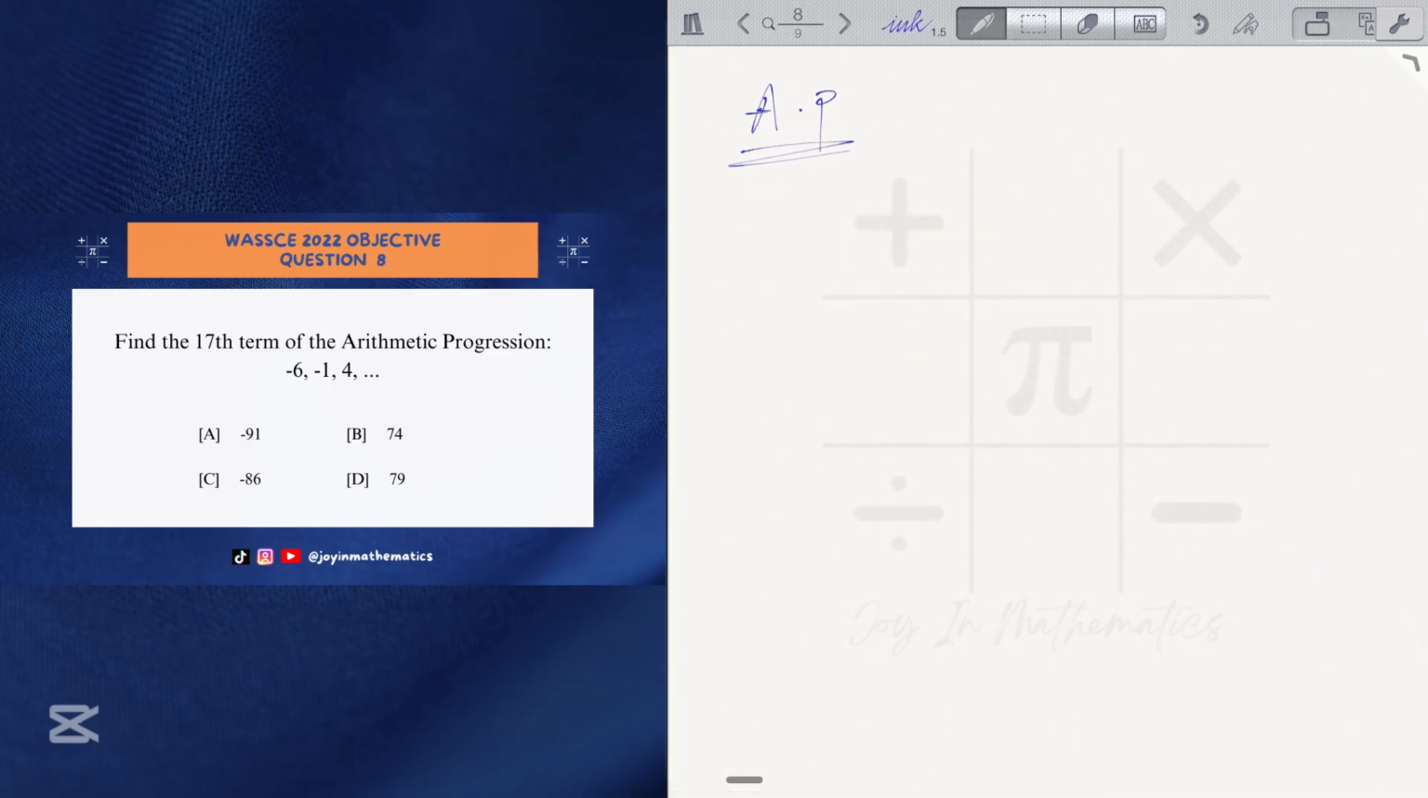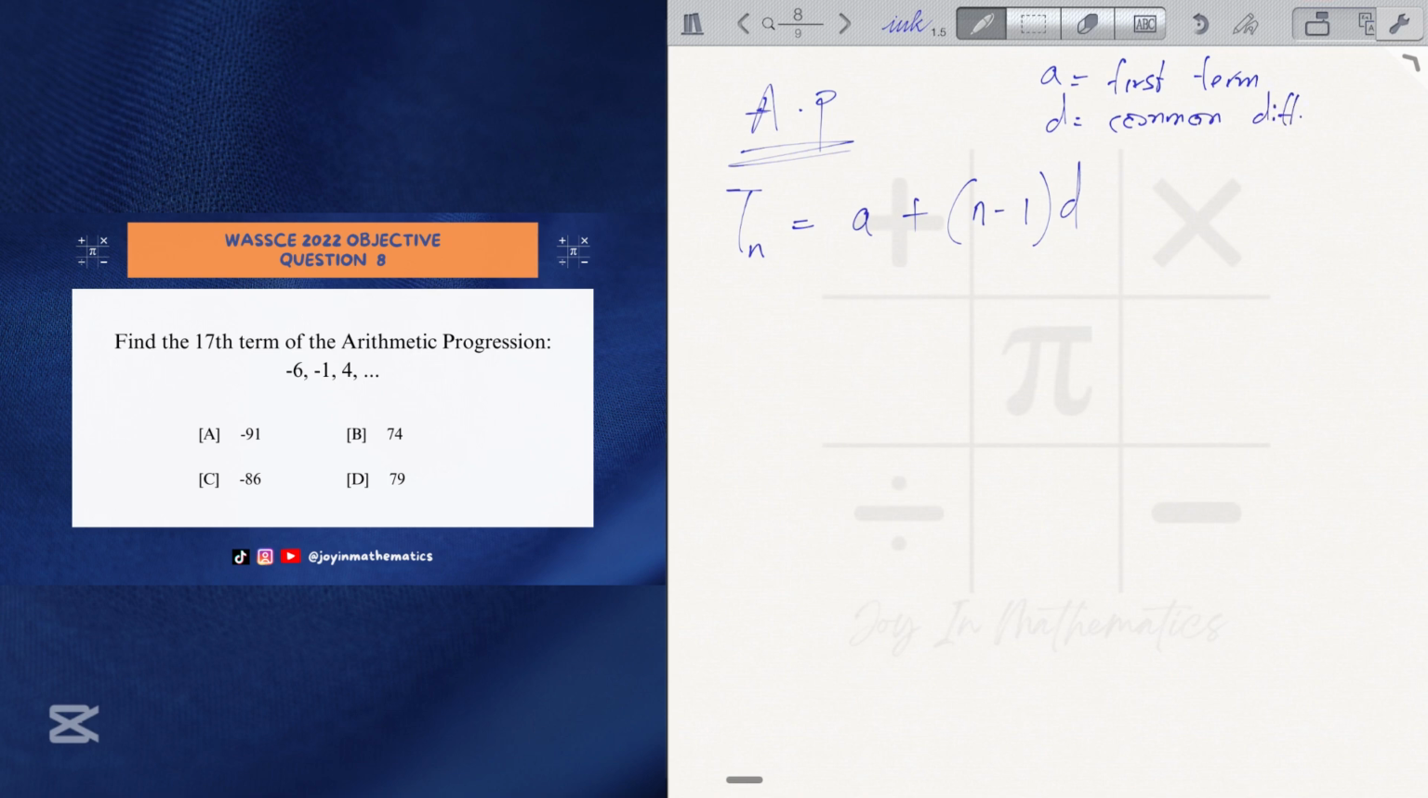So in view of that, let's begin. In arithmetic progression, we know that the nth term is equal to A, which is the first term, plus n minus 1 multiplied by D, where D is the common difference. A is the first term, D is the common difference.